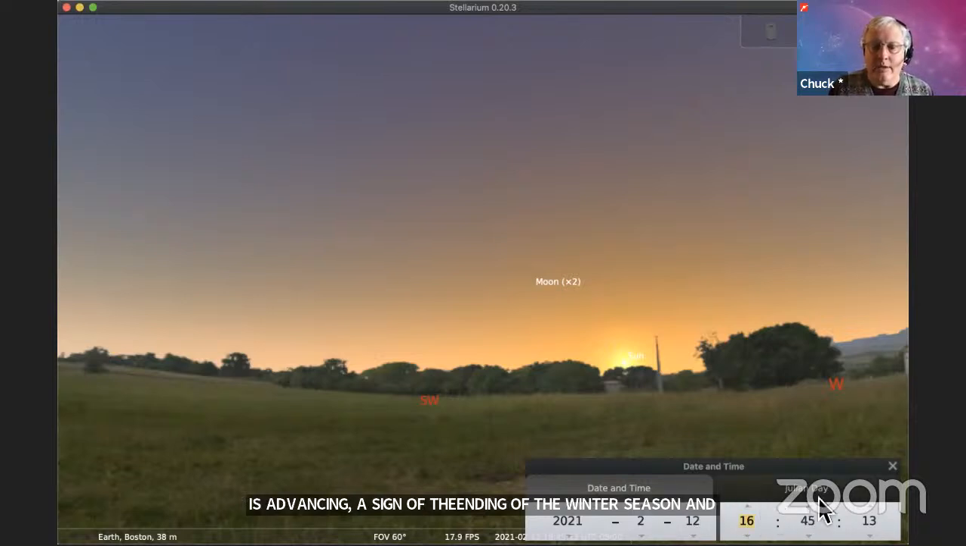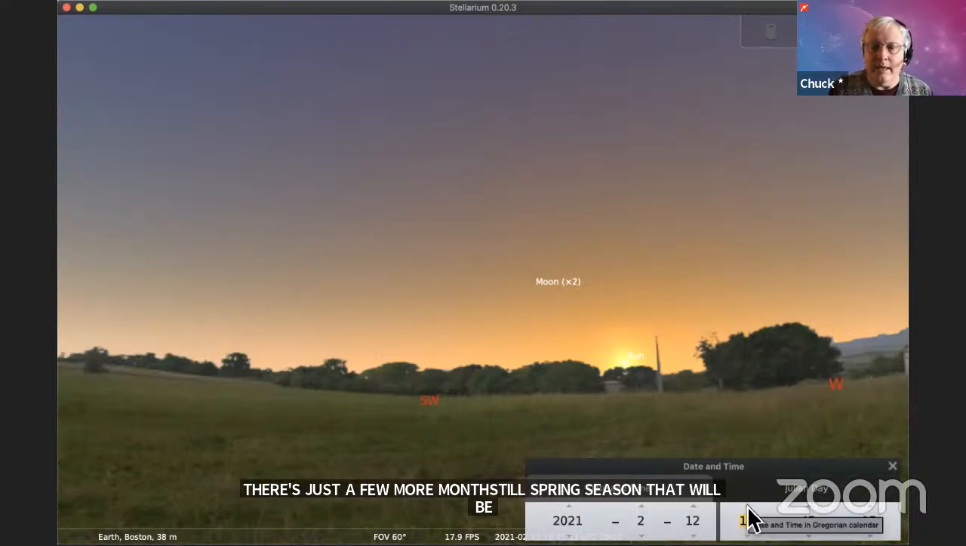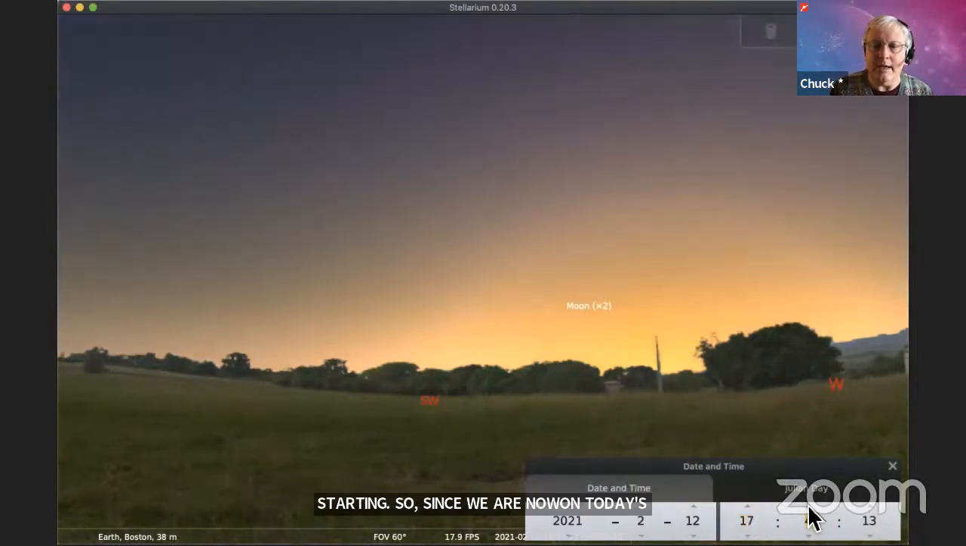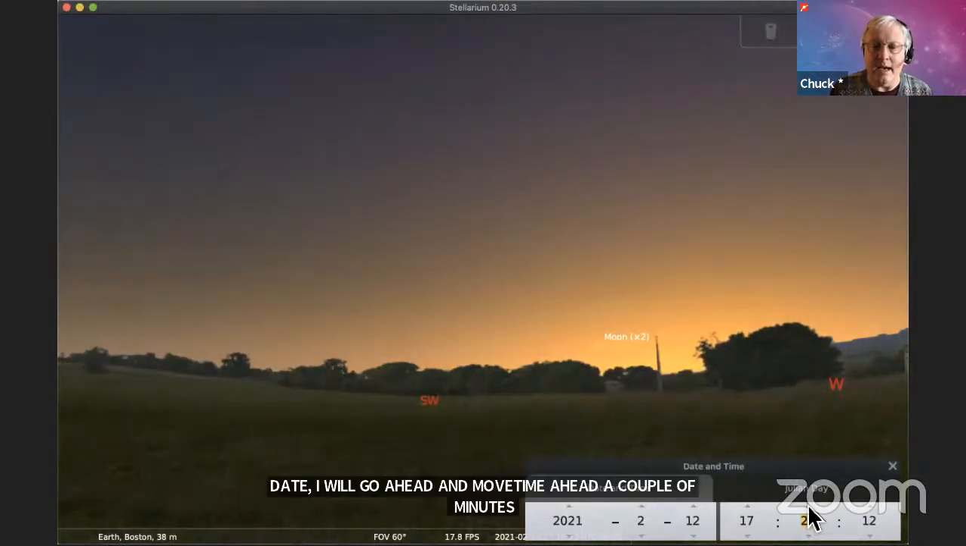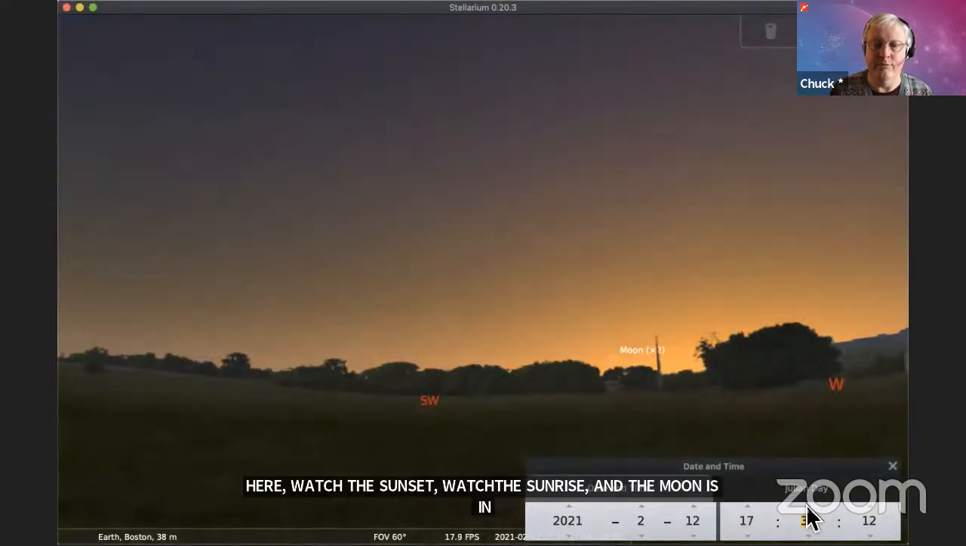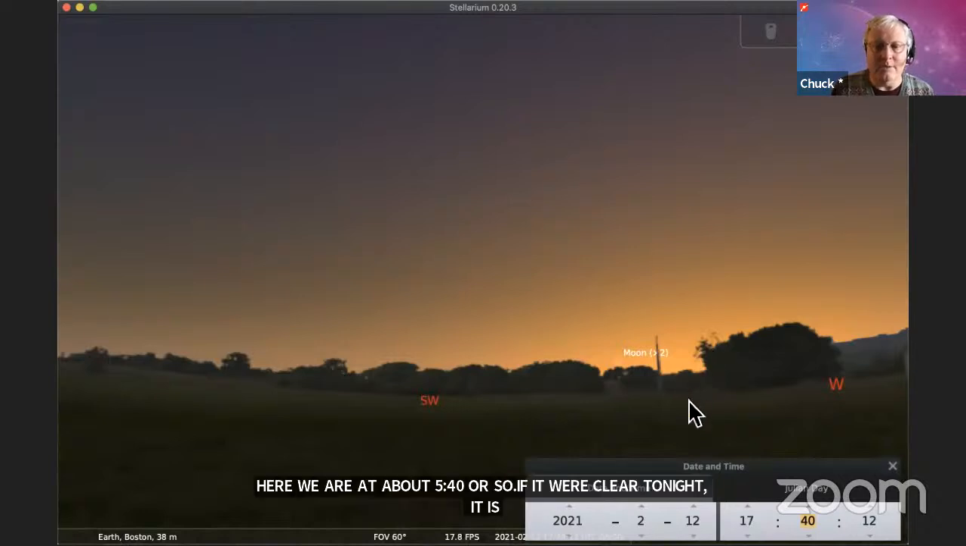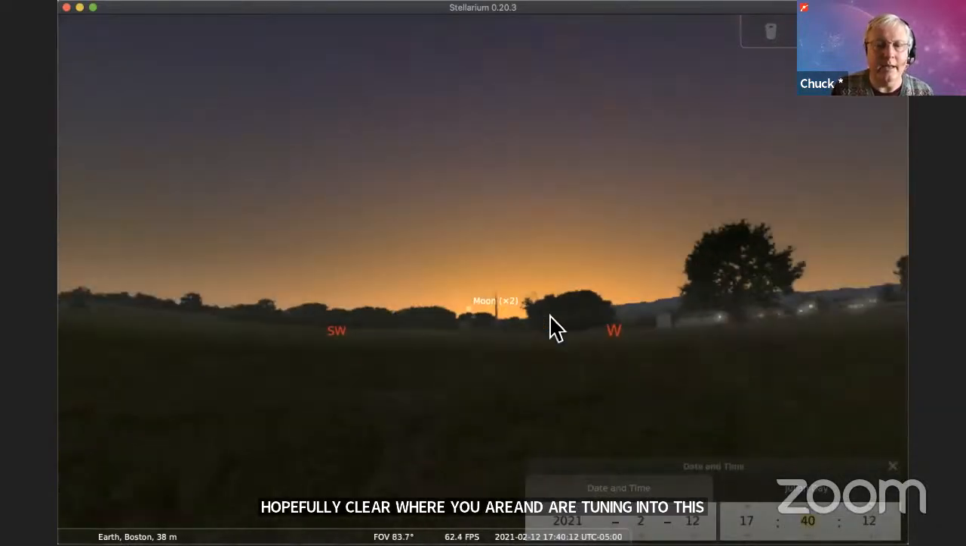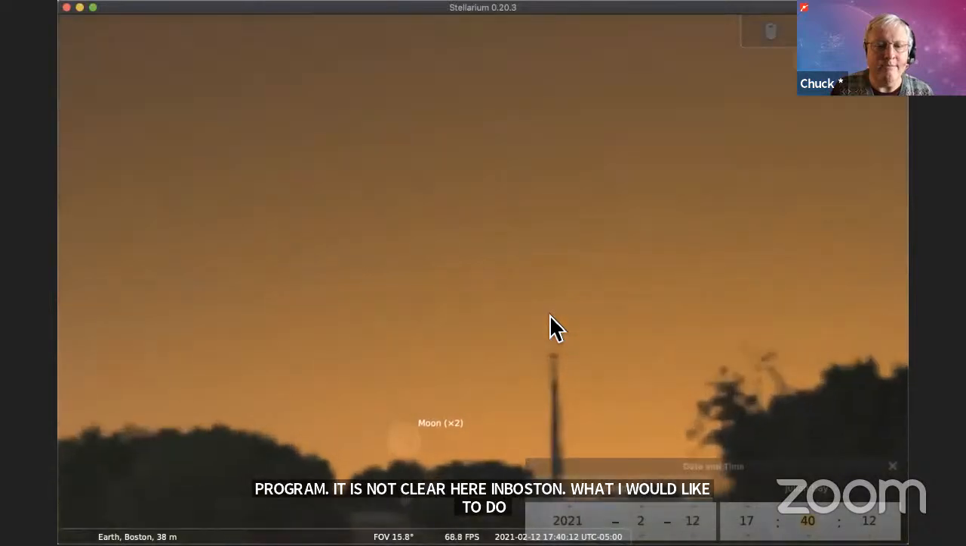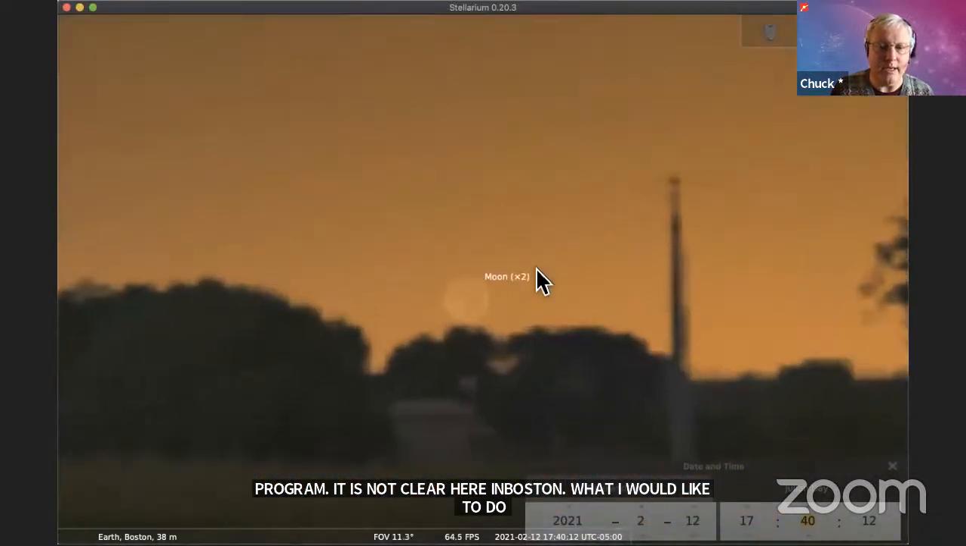So since we are now on today's date, I'm going to go ahead and move time ahead a bunch of minutes here. Watch the sunset, watch the sky slowly darken, and the moon is in the evening sky, just barely. So here we are at about 5:40 or so. If it were clear tonight, it hopefully is clear where you are and are tuning into this program. It is not clear here in Boston. But what I like to do is to zoom in a little bit on a very, very thin fingernail moon that you will see.